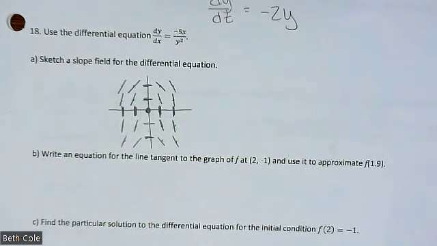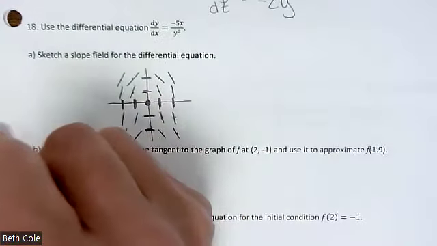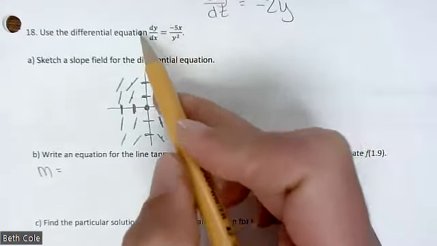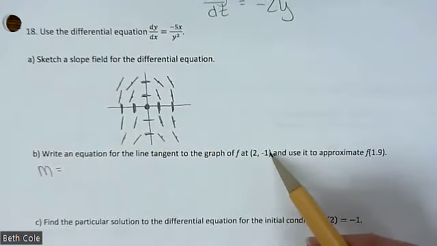All right, write an equation. What two things do you need to write an equation? Point and a slope. Your point is right here, so that's good. Slope comes from derivative. Oh, look, here's our derivative. What are we going to plug in for x and y?